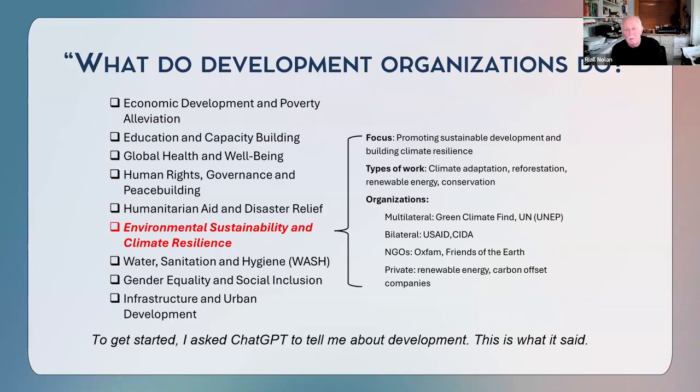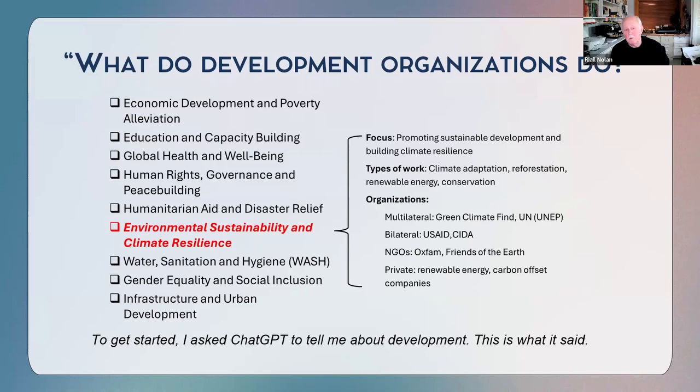So to get started, I asked ChatGPT to tell me about this. And this is what it came up with. Everything on the left-hand side is the things that people do when they say we're doing international development. They do all these different things. This is how this domain is put together. And if you go down the list, you come to environmental sustainability and climate resilience. And since we're interested in the environment, we're going to pick that one to look at in more detail.